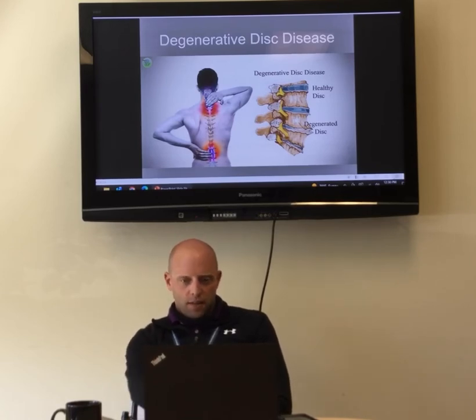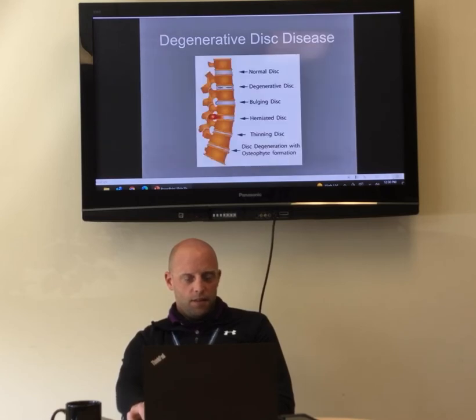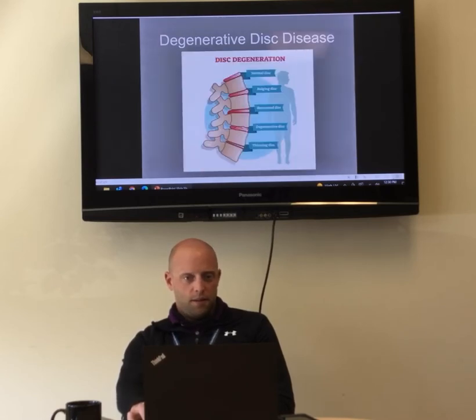This is just a diagram of a degenerative disc. You have a healthy disc, and over time, no matter who you are, your discs are going to thin. With time, they're going to bulge out a little bit. As they get severely degenerated, you can start seeing these osteophytes here, or bone spurs. These are all common findings in patients that we see. Here's another diagram of the same thing.